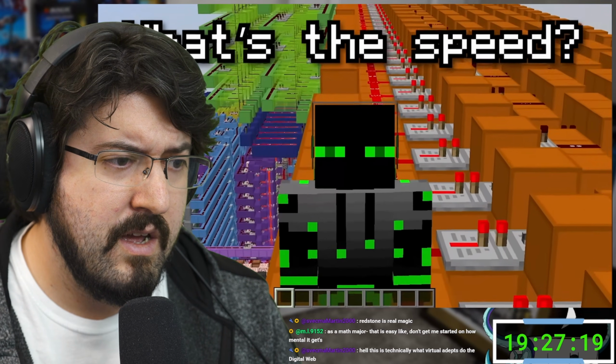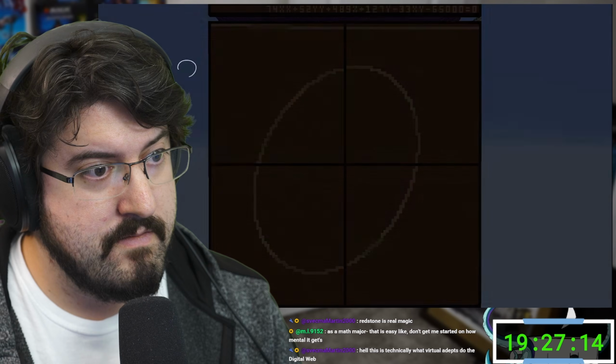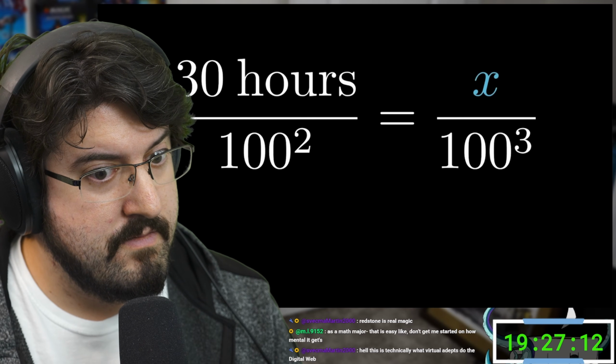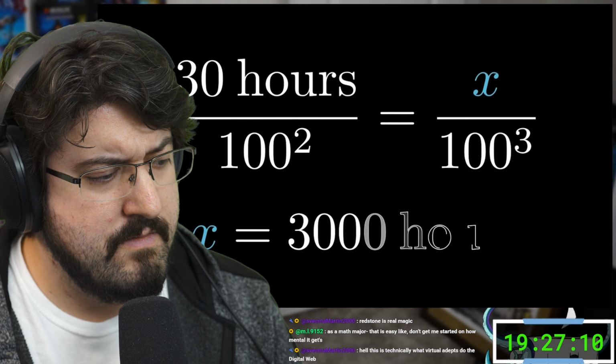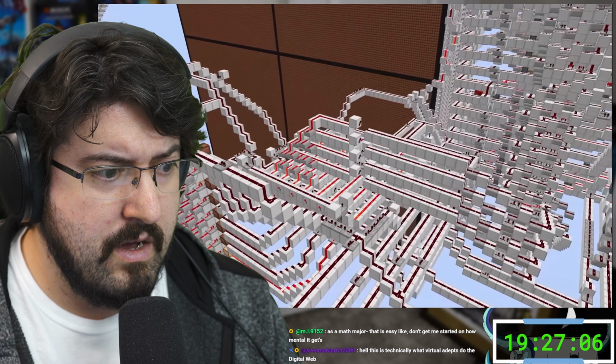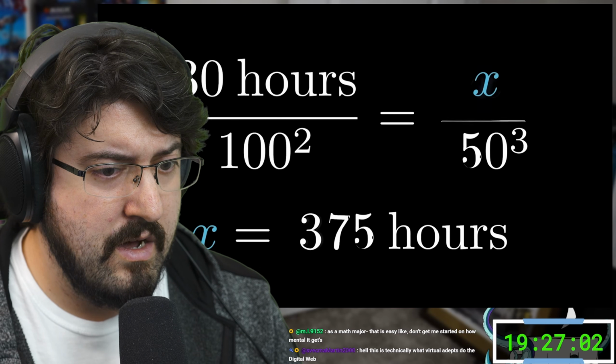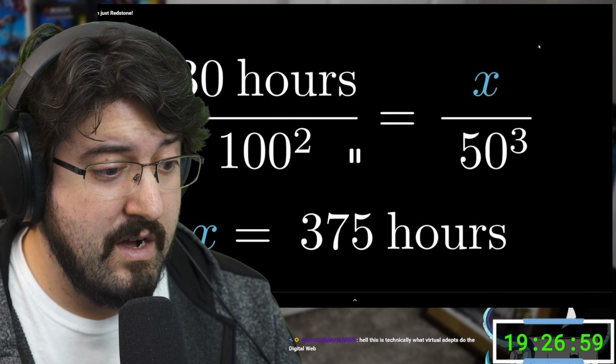The other big concern was the speed. Remember, the TIMC took 30 hours in the worst case. That meant that with the same brute force approach and a 3D area, this 3D grapher would take 3,000 hours. Now realistically, I knew I could probably make it at least 5 times faster just from better redstone techniques, and I could also reduce the area to maybe 50 cubed instead of 100 cubed.